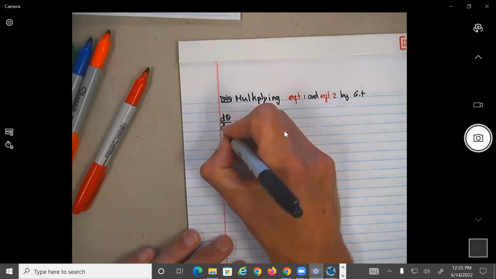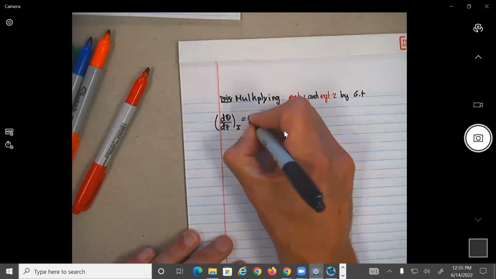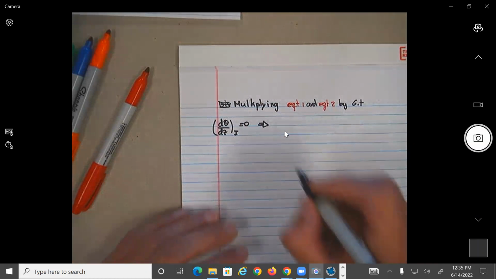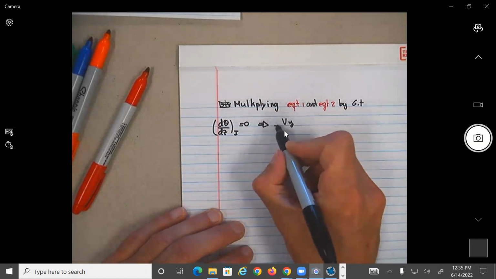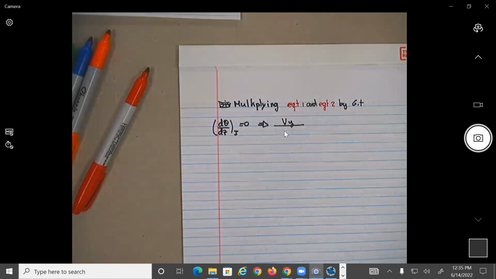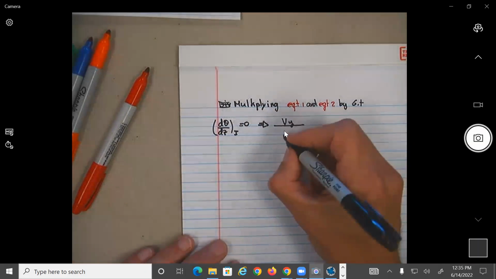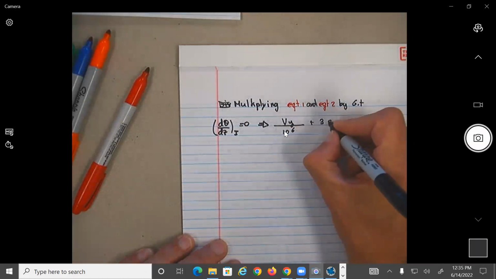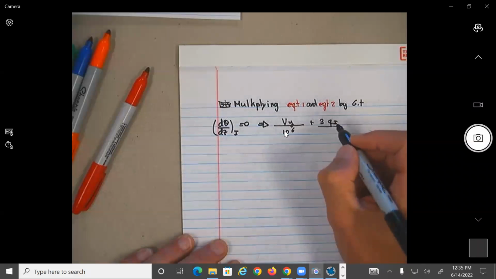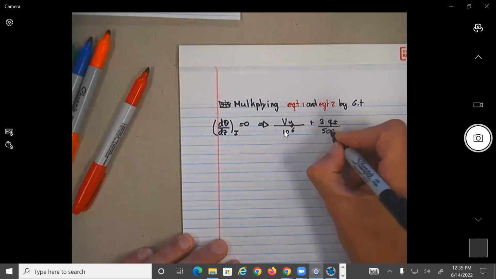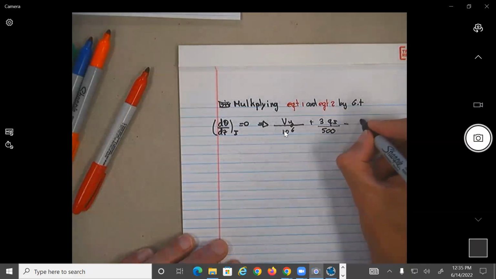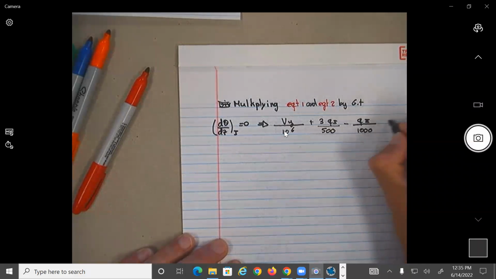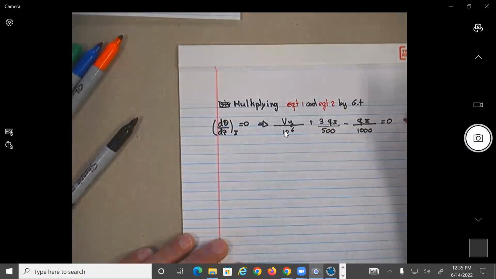d theta d c1 equals 0 gives me the equation: Vy divided by 1 million, so 10 to the 6, plus 3 Q1 divided by 500, minus Q2 divided by 1000 equal to 0. So this will be our equation 1.